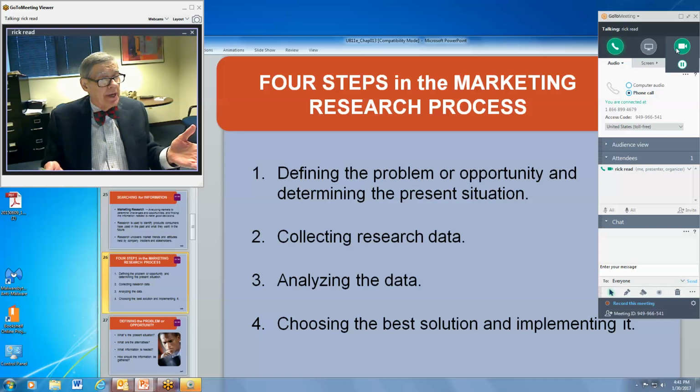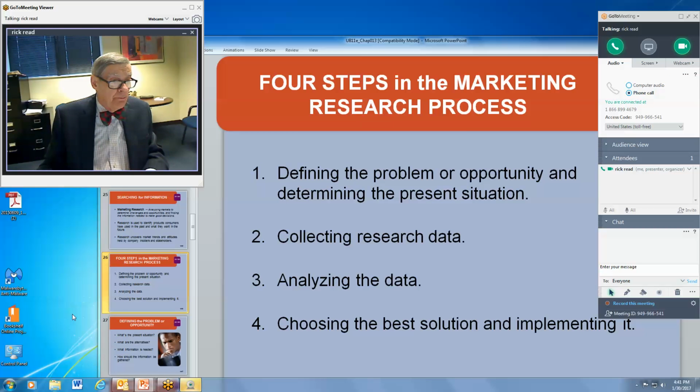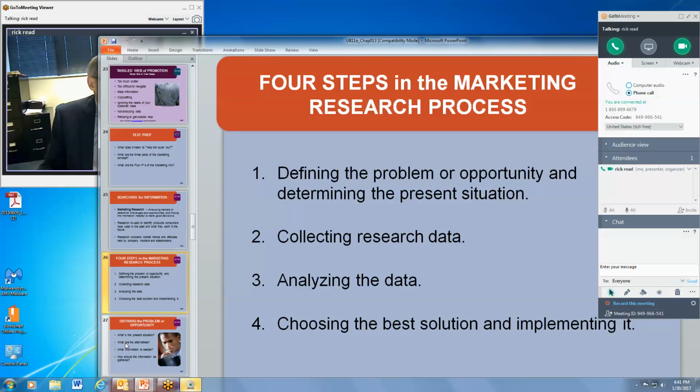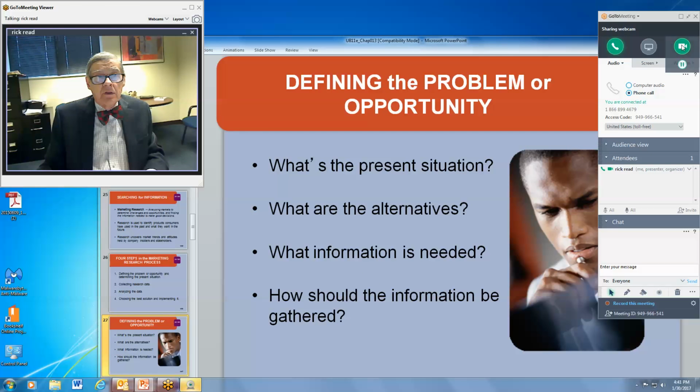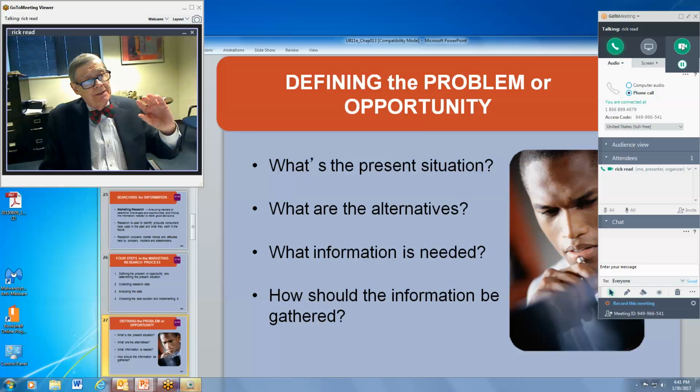Collect the research data, then you have to analyze the data. You have to make sense out of the data. And then you have to choose the best solution to implement. Now, I talked about this before, but I'll mention it again. We have to be careful that we define the opportunity, and we're not defining something that is not the opportunity. Very important to make sure we're homing in on that.